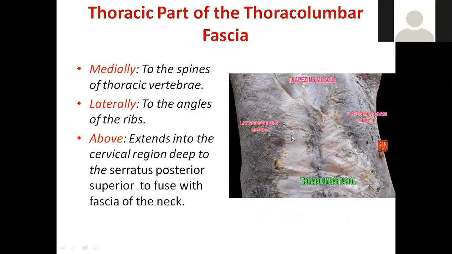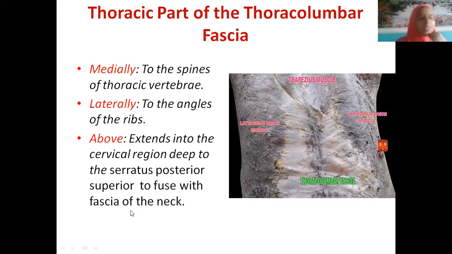Okay, so this is the thoracolumbar fascia. Medially, it is attached to the spines of the thoracic vertebrae and lower down to the lumbar vertebrae. Laterally, it is attached to the angles of the ribs. Okay, above it is extending. If you continue its extension in the thoracic region, it goes up to the cervical region, deep to serratus posterior superior, to become continuous with the fascia of the neck.